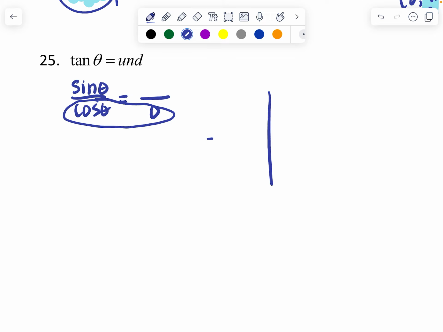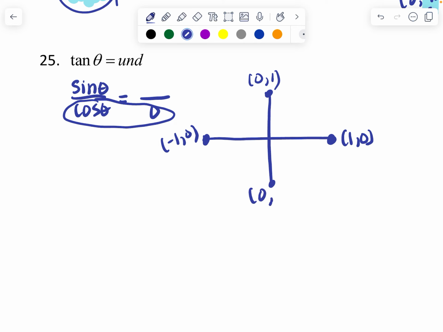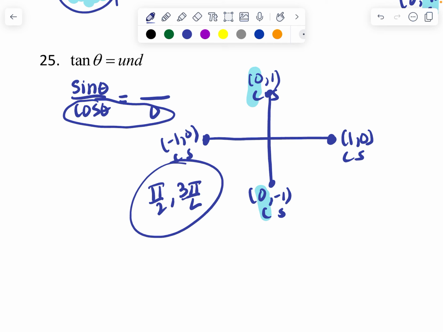So let's go ahead and look at it again. It's not going to be on your chart. There's no 0 there, but it is going to be on the axis here. So 1, 0, 0, 1, negative 1, 0, 0, negative 1, cosine, sine, cosine, sine, cosine, sine, cosine, sine. So it's asking, where is cosine equal to 0? I see that here, and I see that here. So that's going to be at pi over 2 and at 3 pi over 2. Okay? And that's it.